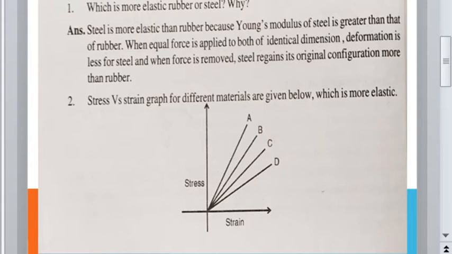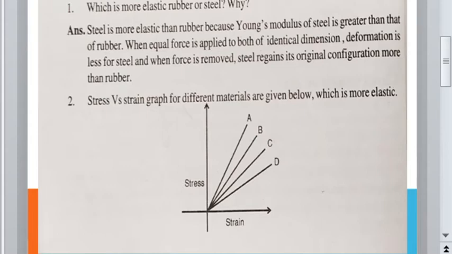Okay, I am moving to the next question: stress versus strain graphs for different materials are given below. Which is more elastic? We know that in the graph, stress is taken on the y-axis and strain is on the x-axis. So here we have to find out the Young's modulus. The material which has more value of Young's modulus will be more elastic. The equation for calculating Young's modulus is Y, which is Young's modulus, equal to stress by strain.